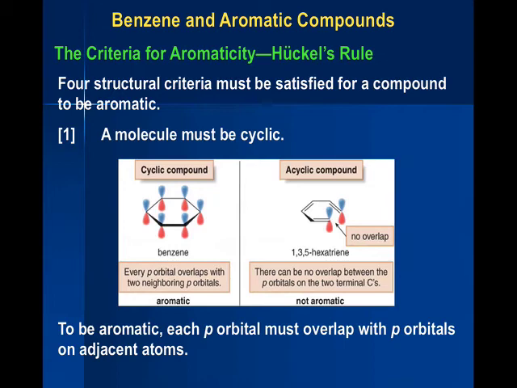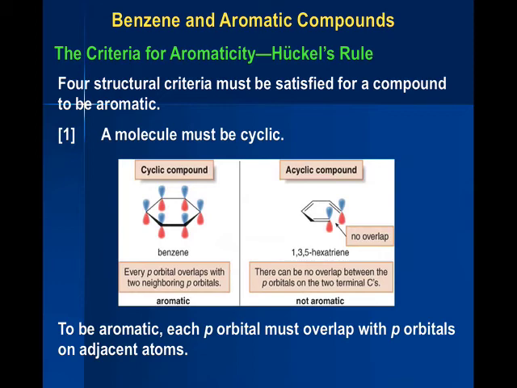What does that mean practically? It means if I started at a carbon atom with my pencil and I trace around, I can get all the way back to the starting point without ever lifting my pencil. That's a cyclic molecule. So if we look at benzene, I can start here and go all the way around without ever lifting my laser pointer. This molecule, because there's no bond between here, would not be a cyclic molecule. It cannot be aromatic.